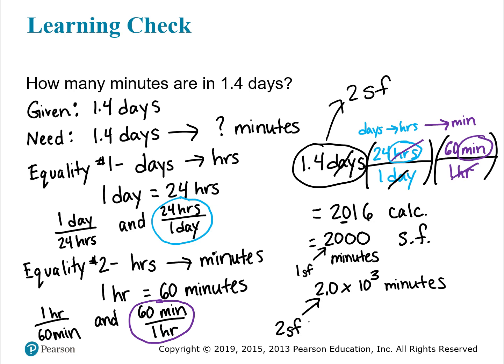Make sure that makes sense. Let it simmer. Why we had to write it in scientific notation. And if that makes sense to you, then move on. If it doesn't, take note of that. Ask about it in class. We'll be going over plenty of examples.